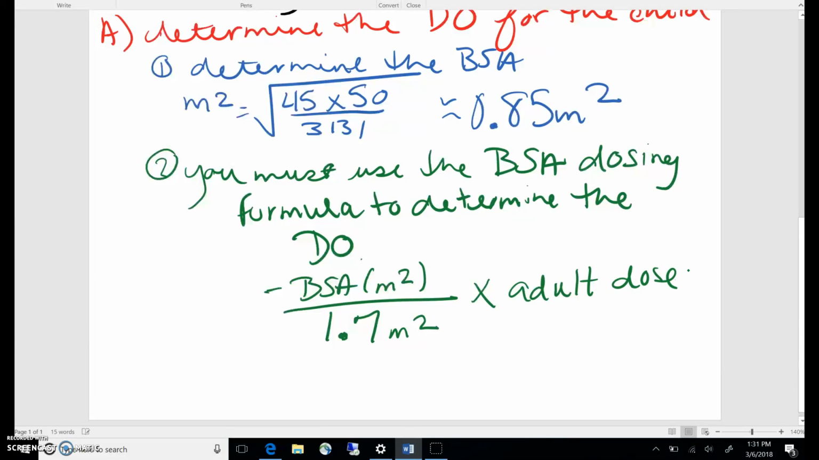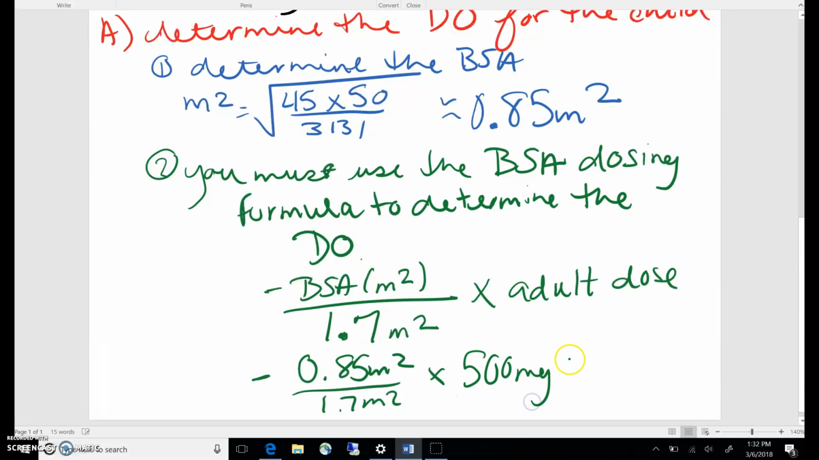So I'm going to calculate this to be 0.85 meters squared over 1.7 meters squared, and you multiply that by, what was the average adult dose of the amoxicillin? 500 milligrams. Your answer should be 250 milligrams. This is your dose ordered in detail.